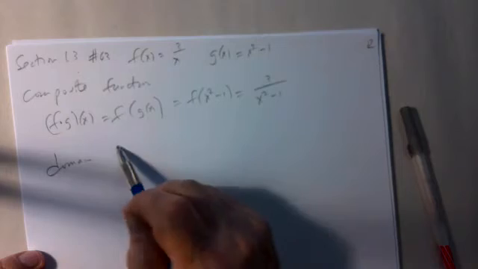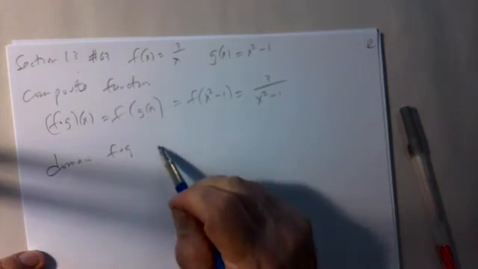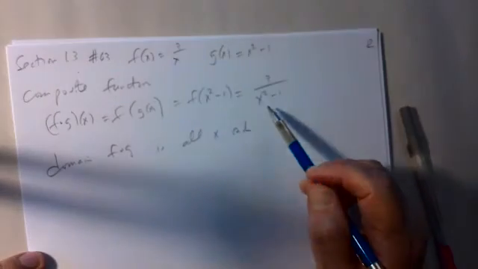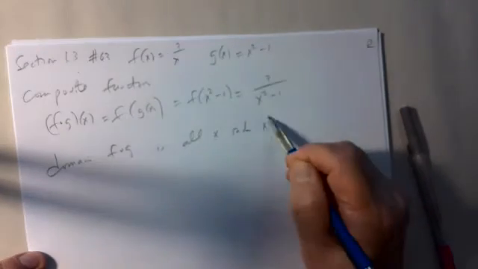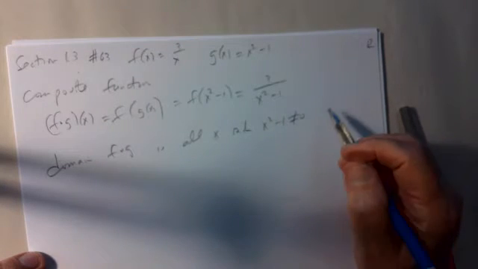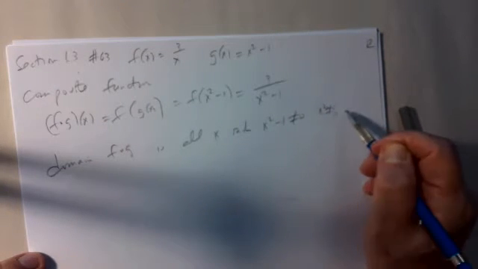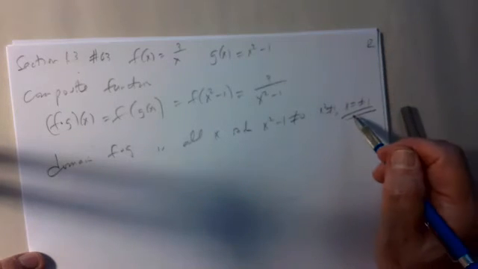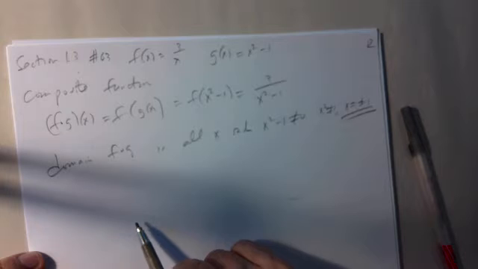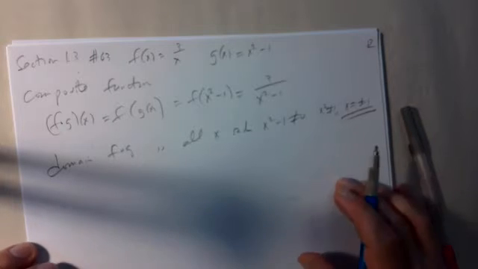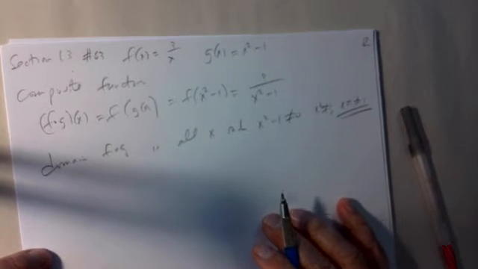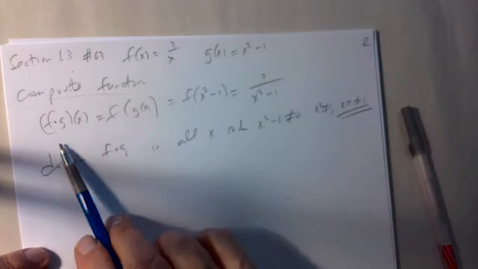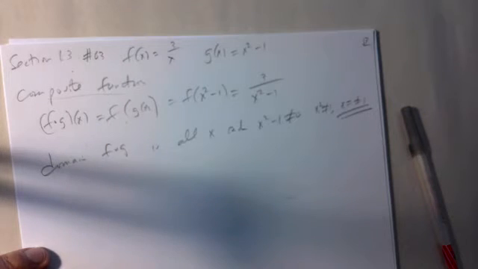And what is the domain? The domain of f composed with g is all x. The only time there's a problem is when the denominator is 0. So all x such that x squared minus 1 is not 0, which means x squared is not 1, or x not plus or minus 1. So the domain of this function is all x different from plus or minus 1. Right? So you have to know what a composite function is and how to calculate it. And this is the composite f composed with g.